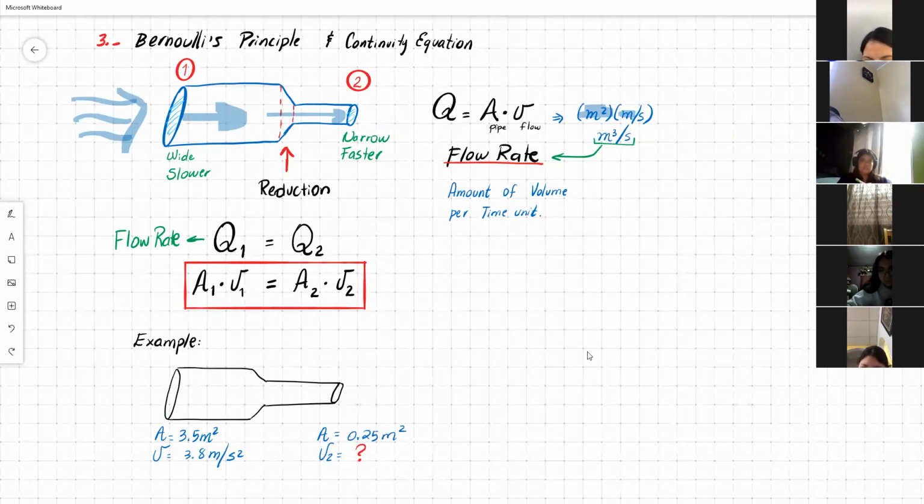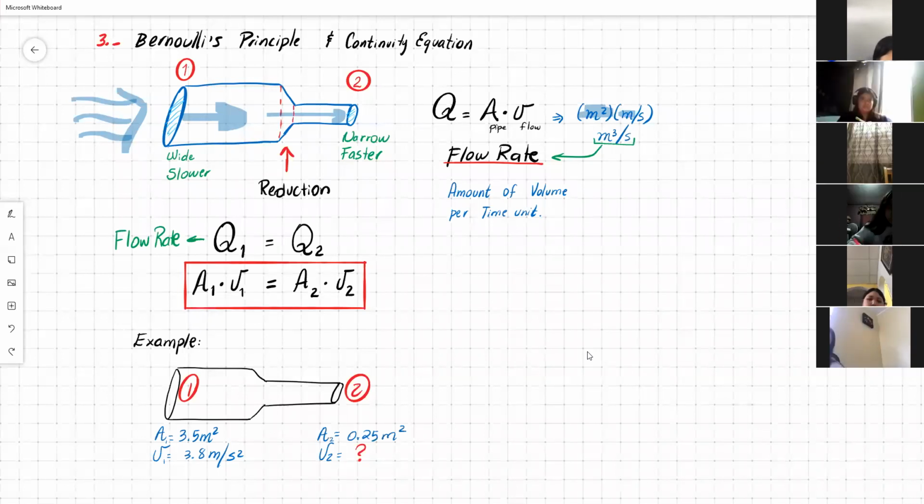So I'm going to put the information in the positions that I need. This is going to be my position 1, and this is my position 2, and I will organize the data as well, like that. So I put the subscripts. And then I just apply the formula. The continuity equation states that the flow rate is constant at every point in the pipe. So the flow rate is the same at both points. So area 1 times velocity 1 is equal to area 2 times velocity 2.